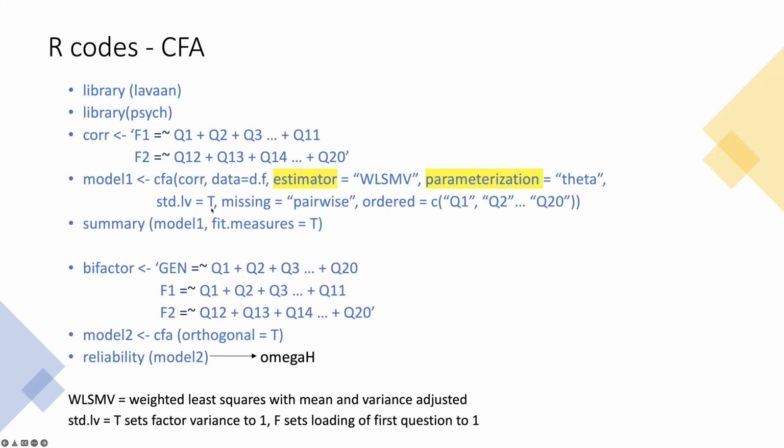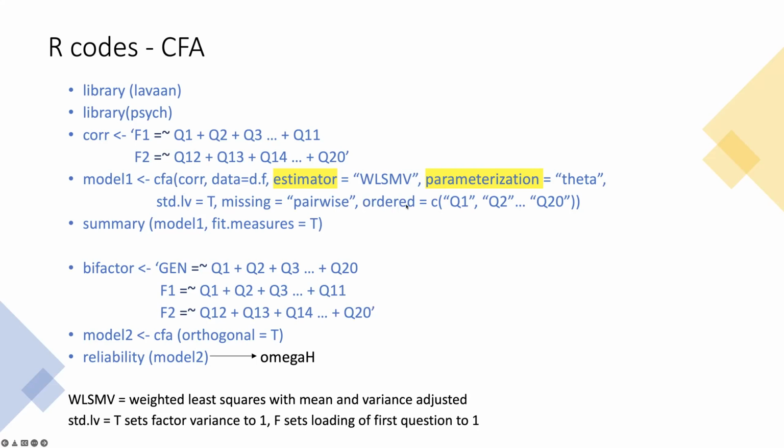If it's true, then the loadings themselves will be freely estimated, and the factor variance will be set to 1. And if it's false, then the loading of the first item onto that factor will be set to 1, and the factor variances themselves will be freely estimated. Sometimes you might have to choose true or false, depending on whether you have convergence issues or whether you want to look at loading or variance. So it depends on that. And if there's missing data, for me, I just use all the complete cases.